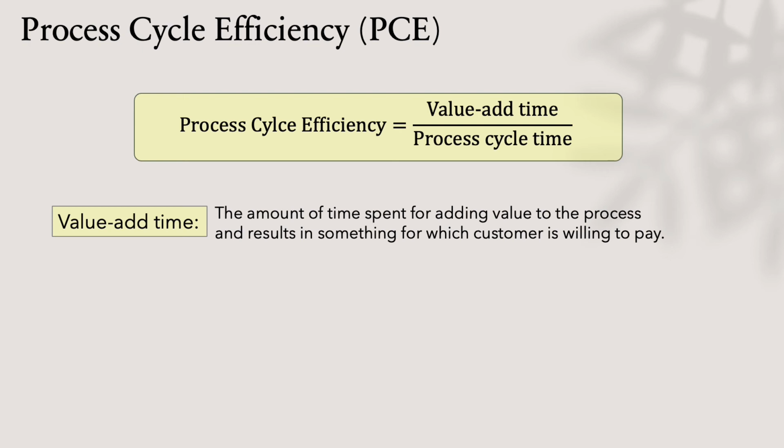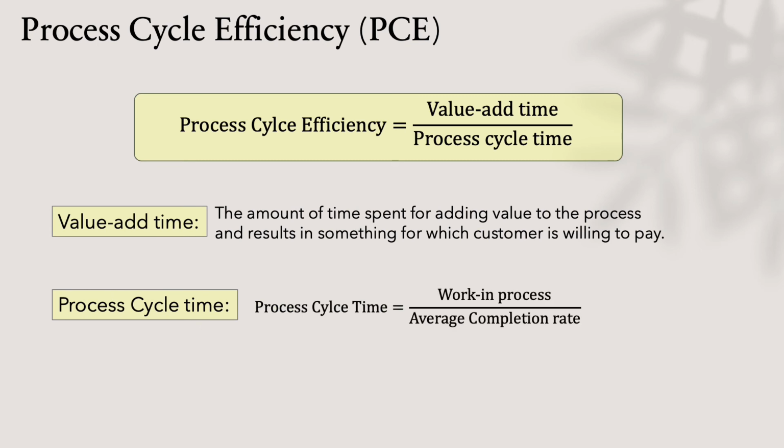Okay, and it results in something for which the consumer is willing to pay, right? So anything that is done in order to earn the money, that will be called the value added activity, and the time spent in performing that activity is called value add time, right? And what is the process cycle time? The process cycle time is calculated like this: the work in progress divided by average completion rate.